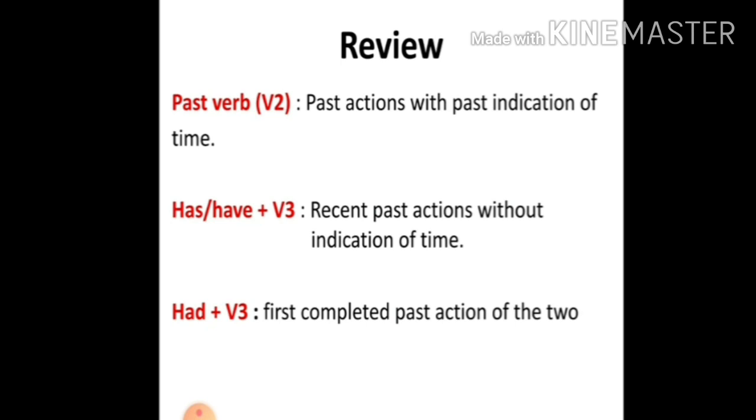Now let's review the three points that we discussed. The first one is V2. We use V2 when we have got past indications of time given in the sentence. Has or have plus V3: we use this pattern to refer to recent past actions without indication of time. Third one is had plus V3. To use had plus V3, remember there should be two past actions, and the first completed action should be in had plus V3 format.